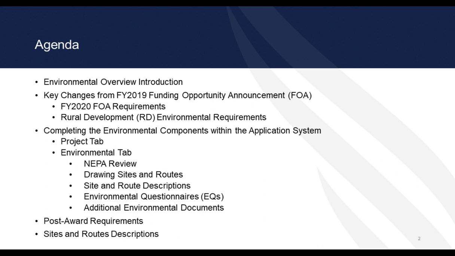We'll begin by presenting some key changes from the FY 2019 FOA related to the environmental requirements. Then we'll walk through completing the environmental components within the ReConnect application, including identifying the project's required level of NEPA review, drawing sites and routes within the construction map, and completing the environmental questionnaires. Next up will be an overview of post-award requirements related to the environmental portions of the FOA and the application. And in the final section of the webinar, we'll discuss site and route descriptions.